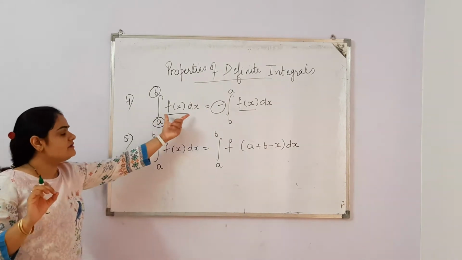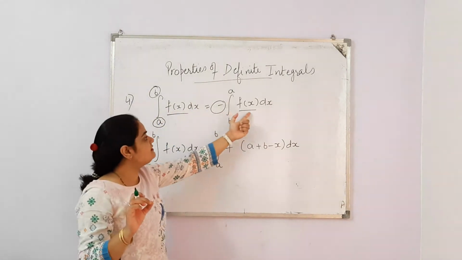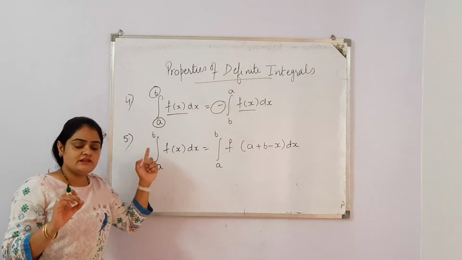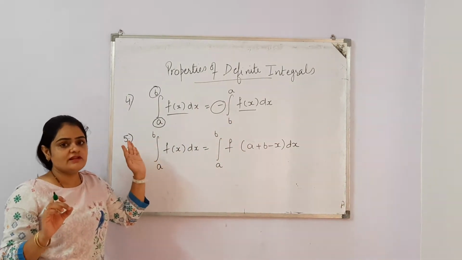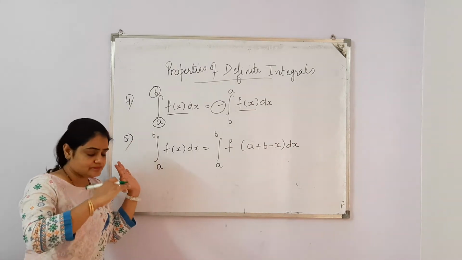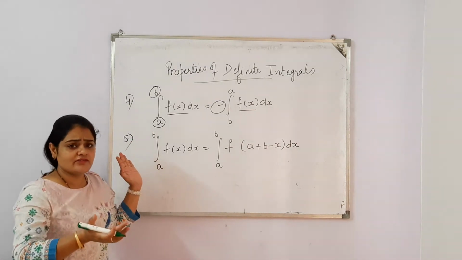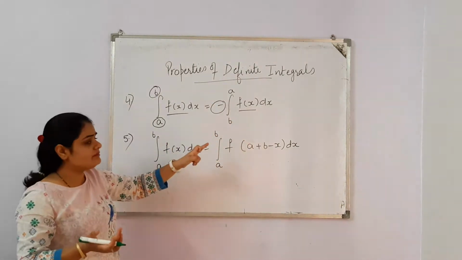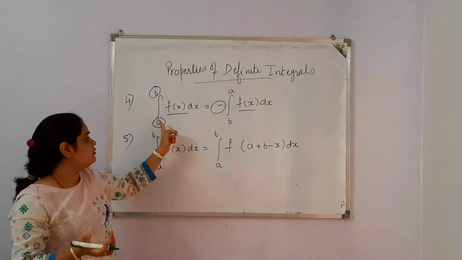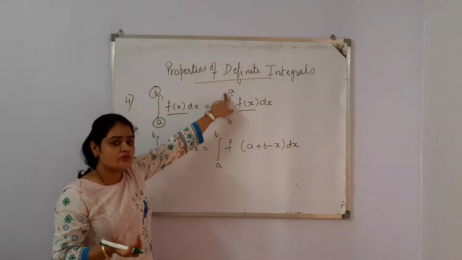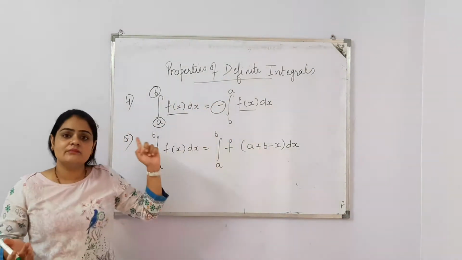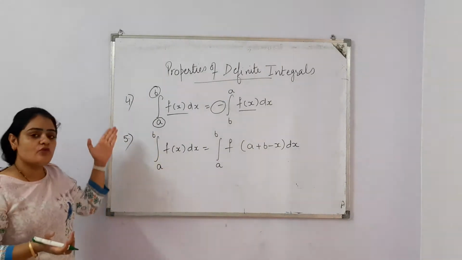That means here the function is f(x). Here the function is negative of f(x). There will be no change except the negative sign. The function will be changed to the negative of f(x). So f(x) will be treated as minus f(x) whenever the limits are changed, if the lower limit is going to be the upper limit and the upper limit is going to be the lower limit. Now this is the fourth property.